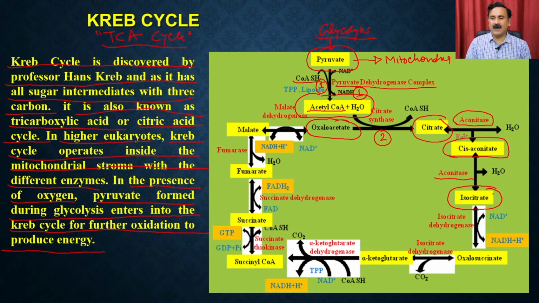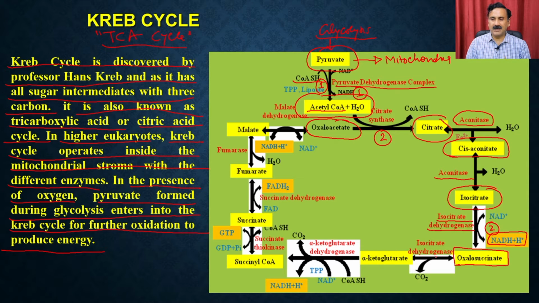isocitrate. Now isocitrate is going to be utilized by the enzyme called isocitrate dehydrogenase, and in this process another molecule of NADH is going to be produced. So this is the second NADH molecule. The first NADH molecule is produced when pyruvate is converted into acetyl CoA, and the second molecule of NADH is produced when isocitrate is converted into oxalosuccinate.